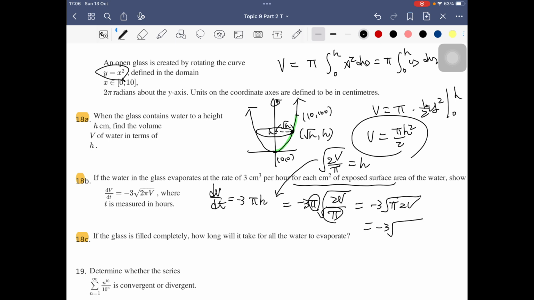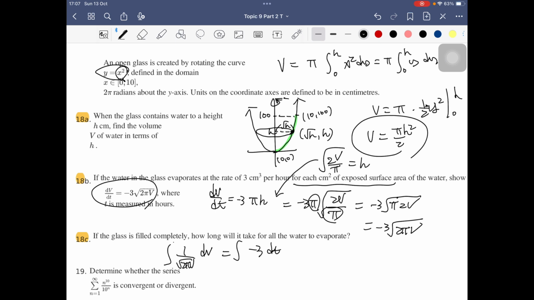So negative 3 square root of 2 pi v. If the glass is filled completely, until this 100, how long will it take for all the water to evaporate? So here, dv times 1 over square root of 2 pi v equals negative 3 dt, integral.